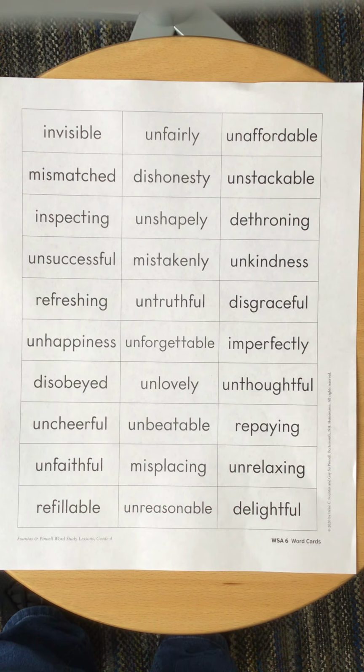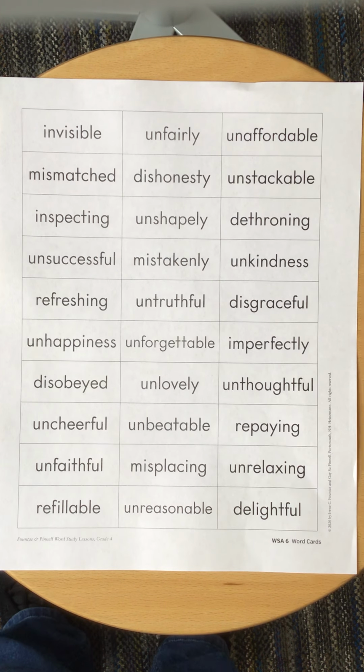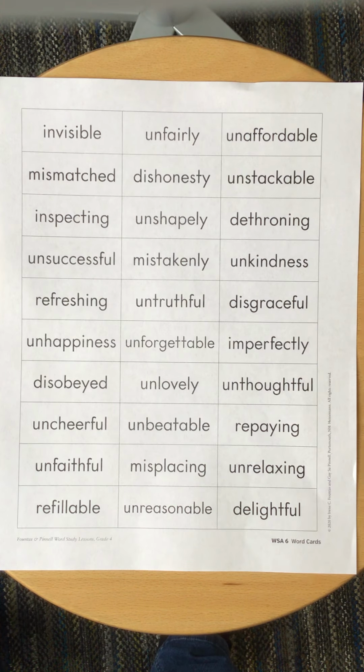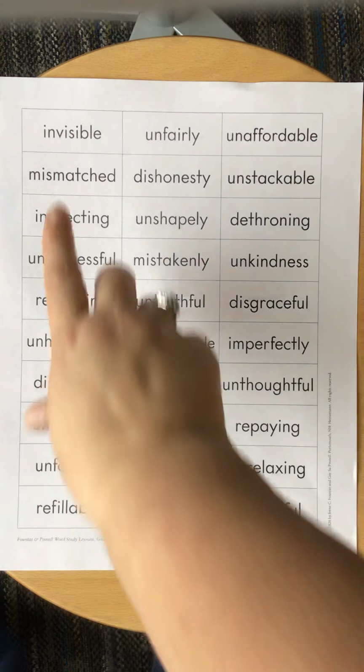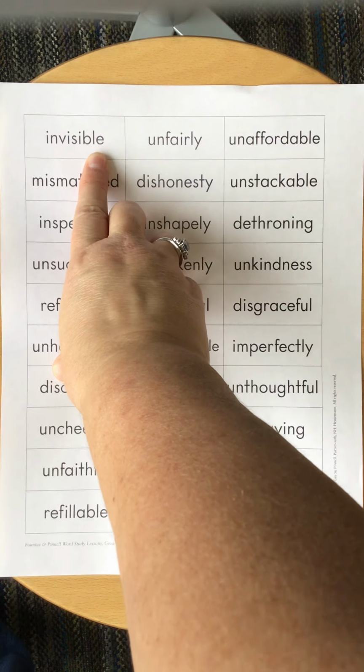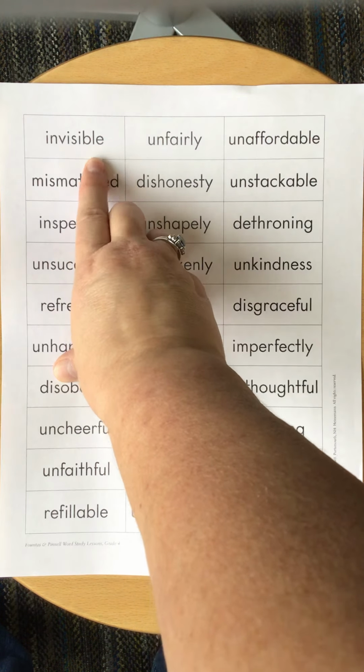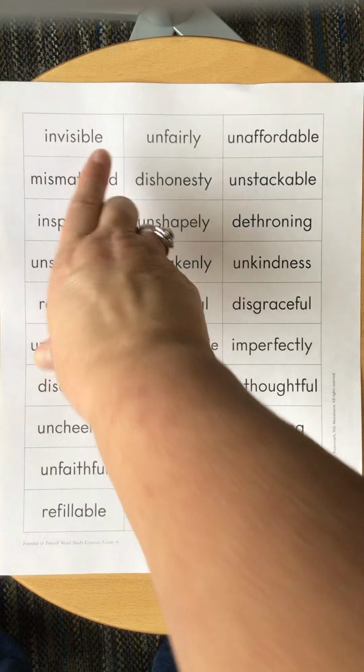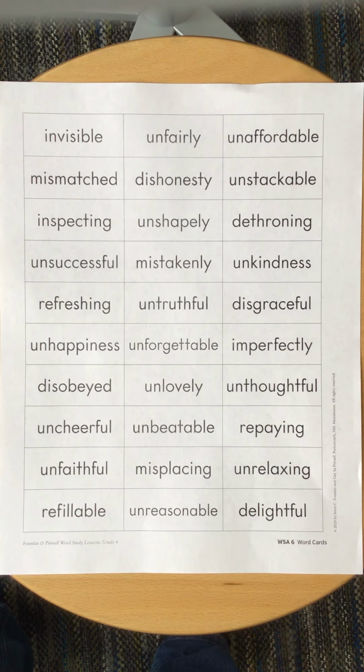So if you didn't know vis, for example, but you knew that in was not and ible was able to be, you know this is something that's not able to be, and then maybe from the context clues of whatever you're reading about, you could figure out that it means, oh, we can't see it, it's something we're not able to see.